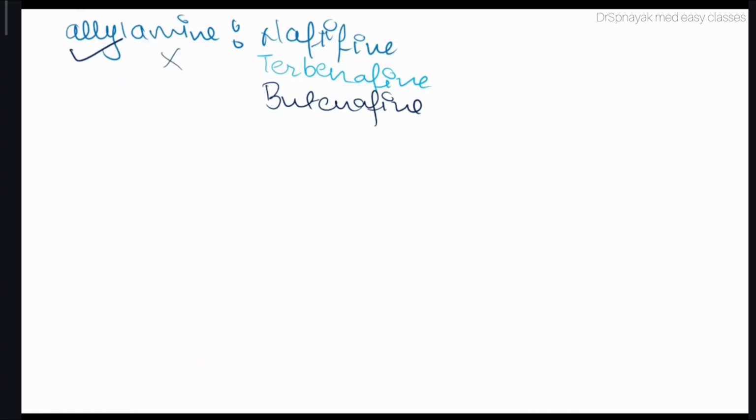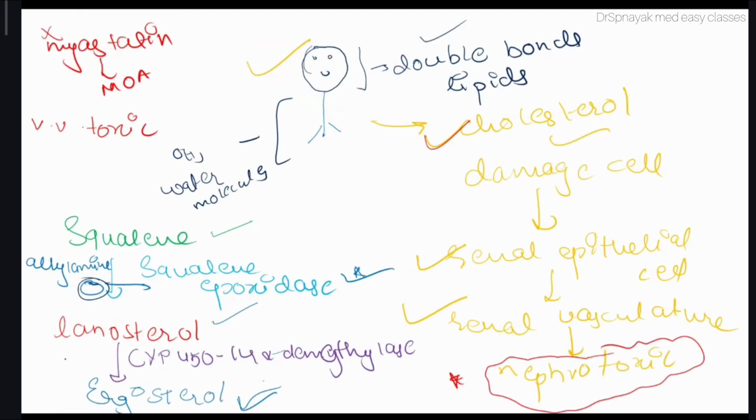Then we have a group of antifungals which are called azoles. What these azoles will do is inhibit the cytochrome P450 14 alpha demethylase. So the lanosterol won't be able to convert into ergosterol. It blocks the production of ergosterol, which is present in the cell membrane. Ultimately, it will block the cell wall synthesis and lead to fungal cell death.